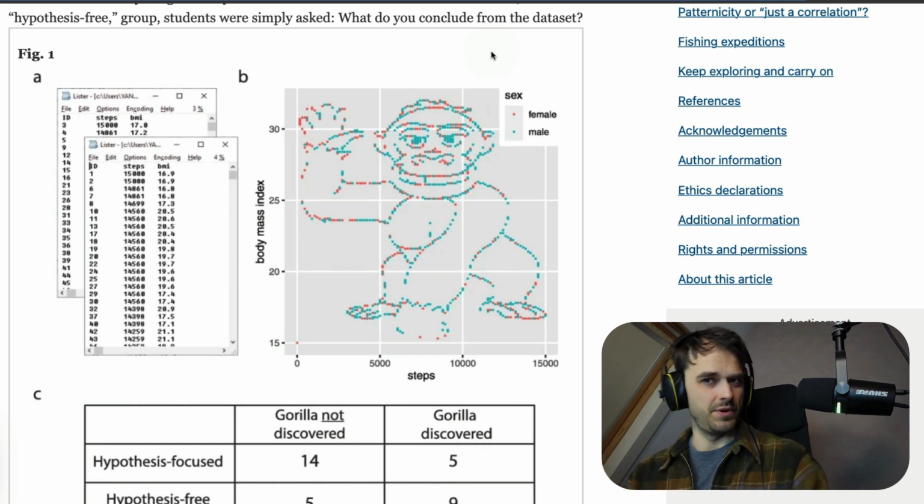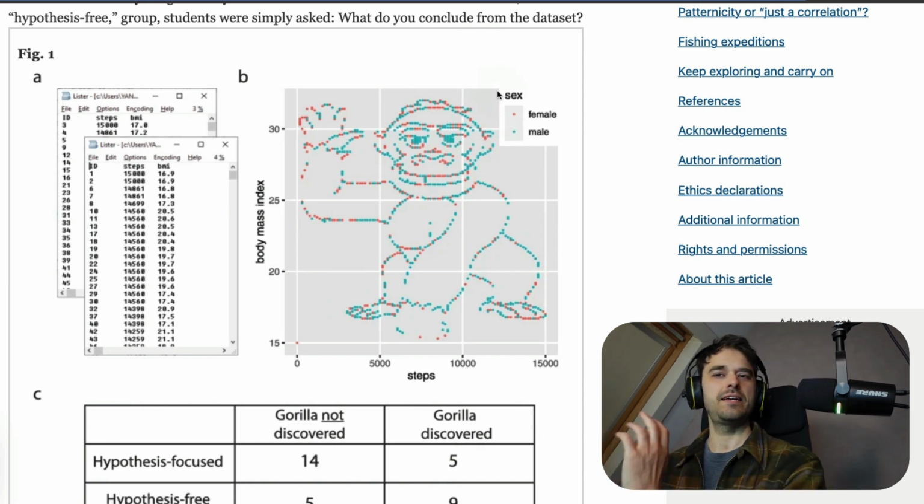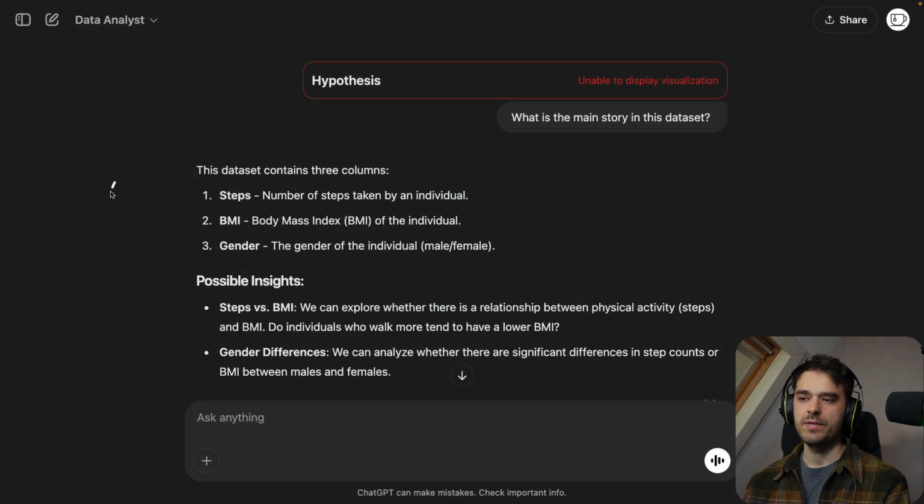So I was wondering, humans aren't necessarily perfect at this, but would OpenAI also be able to fail at this task? I was just kind of curious. If I were to give this particular data set to the data analysis tool of OpenAI, what would happen? So I did, and let's have a look. And that brings me to this chat that I had last night. It doesn't render super well on top over here, but what happened was that I gave ChatGPT the CSV file, and I asked it, what is the main story in this dataset? So this would be the conversation without giving it any hypotheses whatsoever. And I was just kind of curious, what would it find? What would be the conclusions?